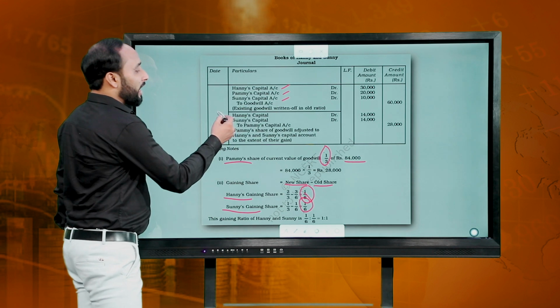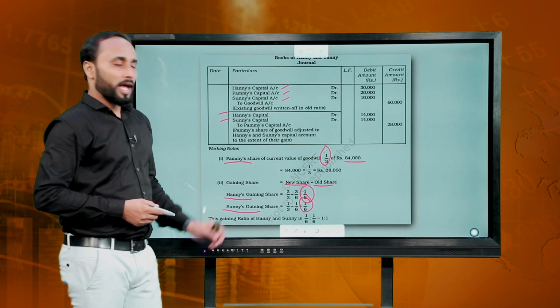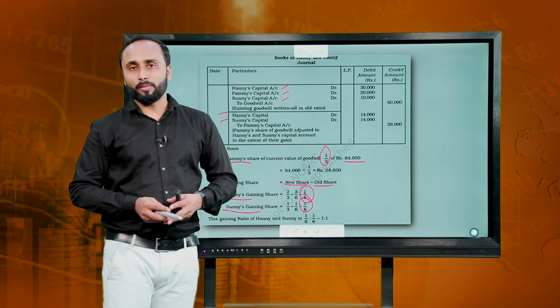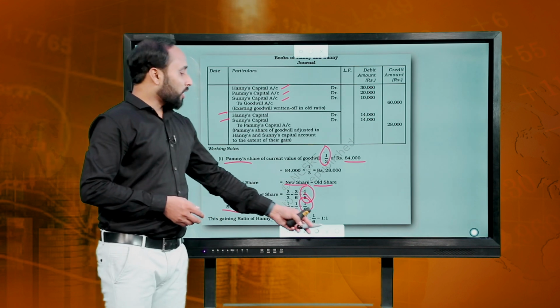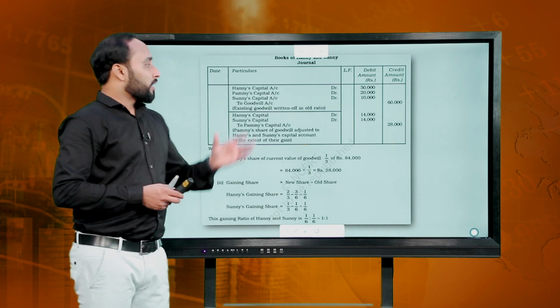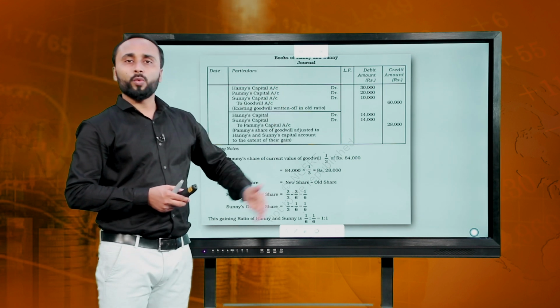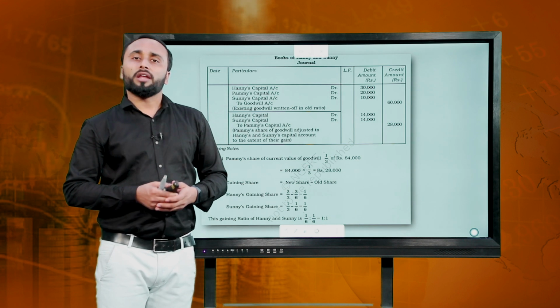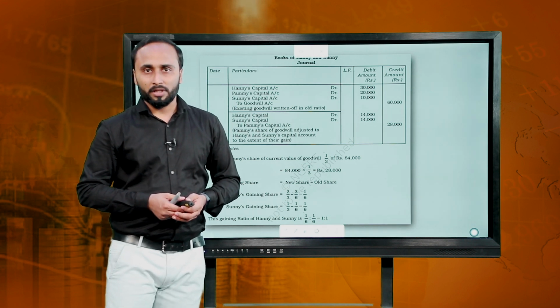So we debit Hanny and Sunny by 14,000 and we credit Pammy by 28,000. So this is what we do when there is an existing goodwill. We first write off that goodwill and then we make the entry for the newly valued goodwill.